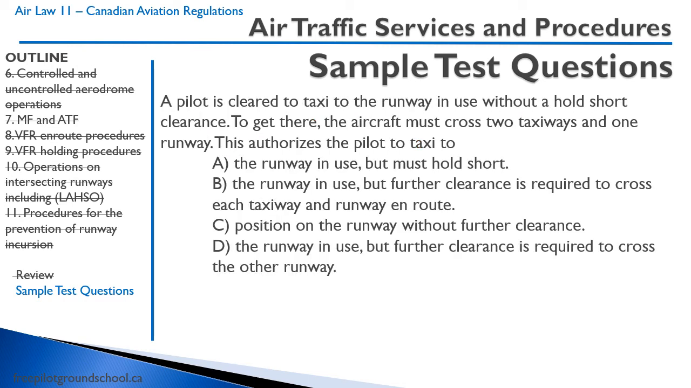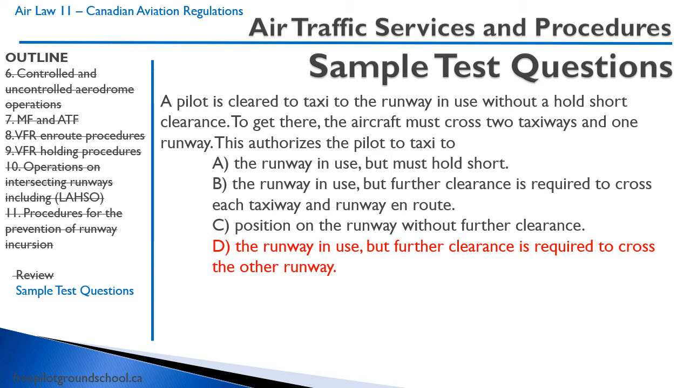Pilot is cleared to taxi to the runway in use without a hold short clearance. To get there, the aircraft must cross 2 taxiways and 1 runway. This authorizes the pilot to taxi to. A, the runway in use but must hold short. No, you have to get a clearance across every runway, so that's not correct. B, the runway in use but further clearance is required to cross each taxiway and runway en route. Well, no, you don't need further clearance to cross a taxiway, so that's not correct. C, position on the runway with further clearance. No. And D, the runway in use but further clearance is required to cross the other runway. So that is correct, D.